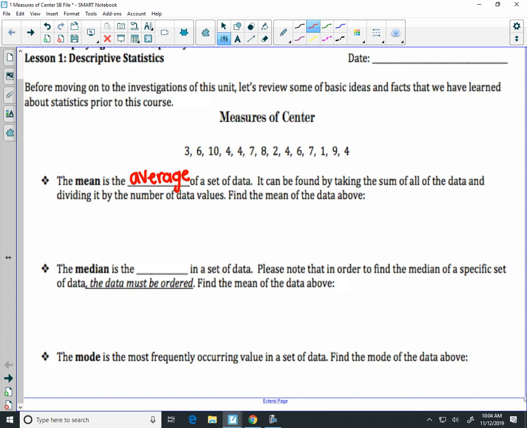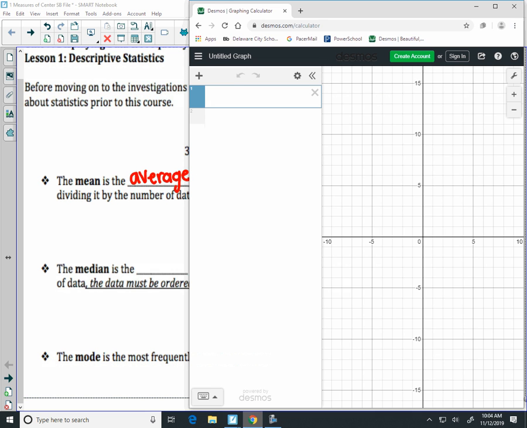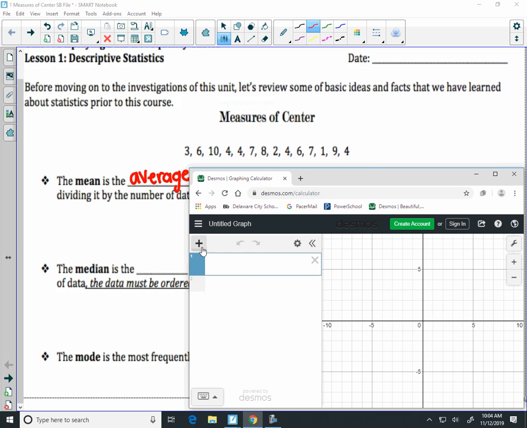You can put all of those numbers into your calculator and divide by the number that there are. What we want to show you is how to use Desmos to its full capabilities here. So what we're going to do that's very similar on Desmos to what we did last unit is we are going to add a table. But this time, instead of having X and Y values, we're just going to have X's. So I'm going to do add table, and then I'm going to enter that list in as X's. So I'm going to put it in 3, 6, 10, 4, 4.